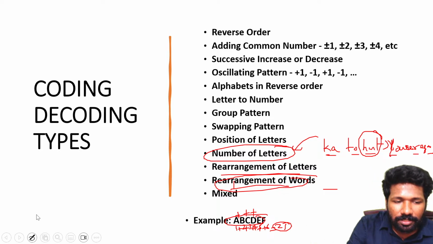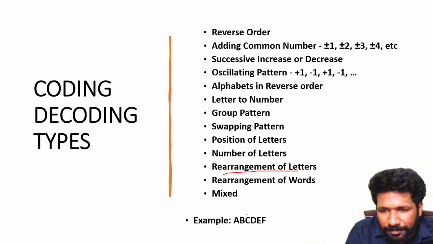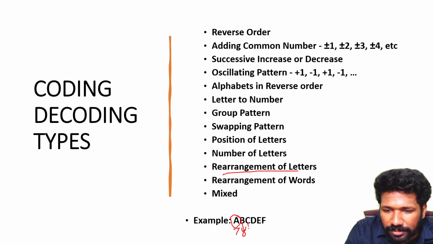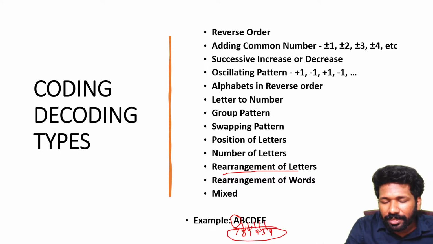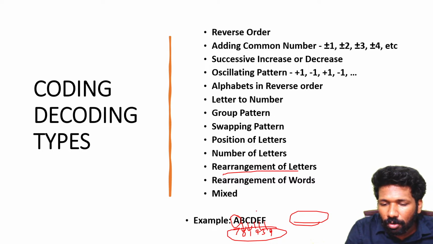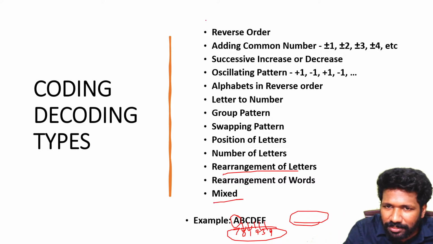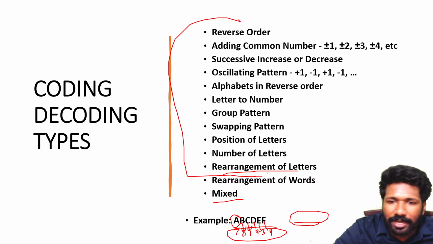Similarly, rearrangement of letters, actually it can be random coding. Random coding means like A is randomly coded as 7, B is randomly coded as 6, C is randomly coded as 1, D is randomly coded as 4, E is randomly coded as 3, F is randomly coded as 9. Now one more set is given and then they will ask what is the code for this particular word. Then mixed means any of these can be mixed together and asked also. So that is the basic coding decoding types.